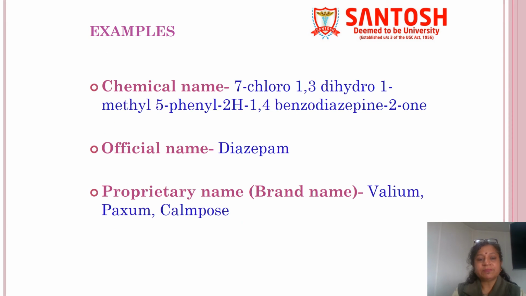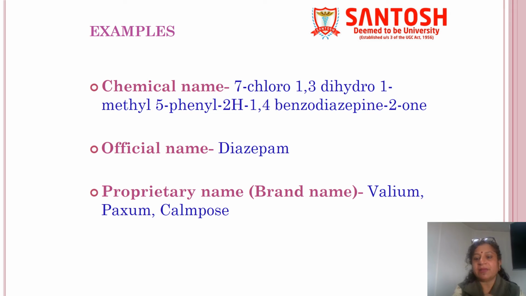For example, this is a chemical name: 7-chloro-1,3-dihydro-1-methyl-5-phenyl-2H and so on. So this is the chemical name for a particular entity, which is going to be true everywhere, wherever you go, whether you are in the US, England, or India, you are going to use the same chemical name. Next comes the official name or the generic name, which is diazepam over here. It is an approved name by the authorities.